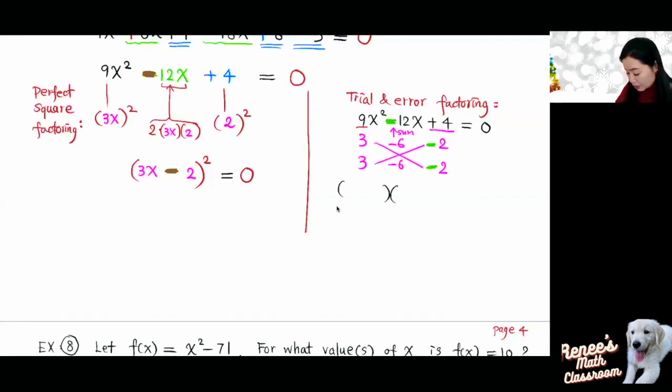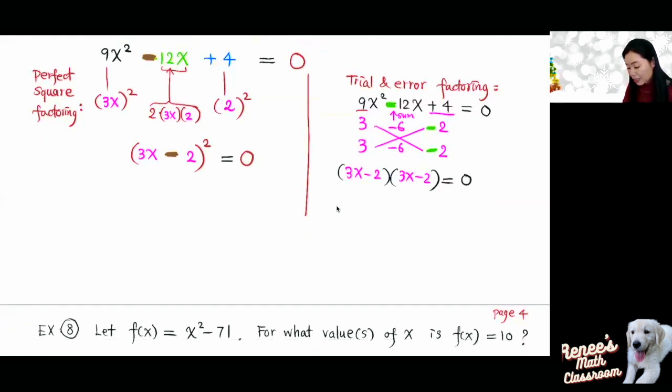So you will have 3x minus 2 two times. However, because these two are the same factor, you unite them and put it as a square. So you end up with the same equation. Now let's continue. If we have this square equal to 0, the only way to make the square equal to 0 is for the base to equal 0. So we'll have 3x minus 2 equal to 0, and solving for x, x equals 2 over 3.